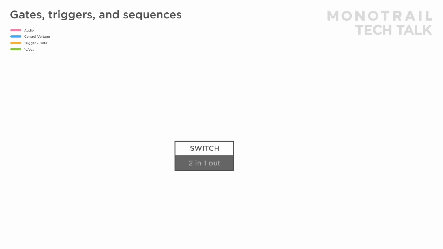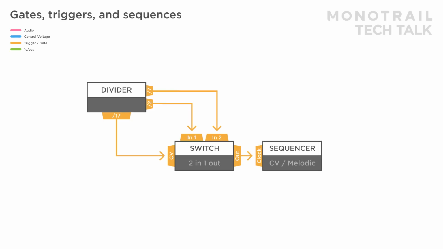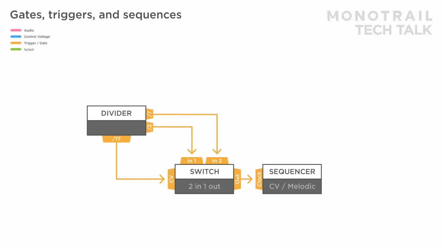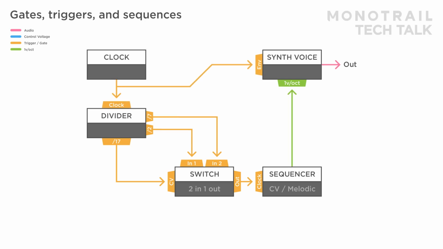Another fun trick is using different divisions of a divider as inputs for the switch and a slow division to switch between those divisions. Then use the output to drive a sequencer, effectively switching between two clock speeds. Here the sequencer is tuning a simple voice. A clock is used to drive the divider and trigger the envelope in the voice directly, creating nice slow sequences with fast pulses.